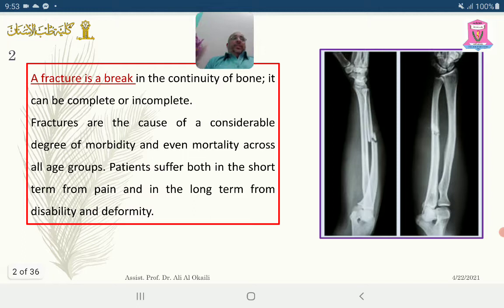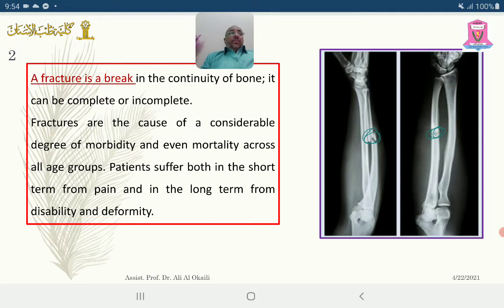A fracture is a break in the continuity of bone. It can be complete or incomplete, مثل ما نشوف هنا بالأشعة. ممكن يكون كسر كامل in the whole diameter of the bone or partial depth in the diameter of the bone. So it is a breakdown of the continuity of bone. It could be complete or incomplete.